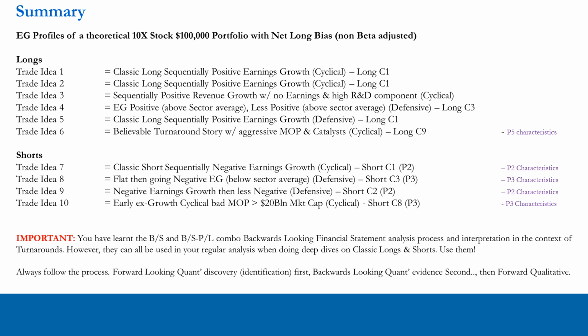Moving on to trade idea number 4. We could have positive earnings growth in period 1 that's above sector average and less positive but still above sector average in period 2, and this stock could be characterized as a defensive from a defensive sector, and this would be our long case number 3.